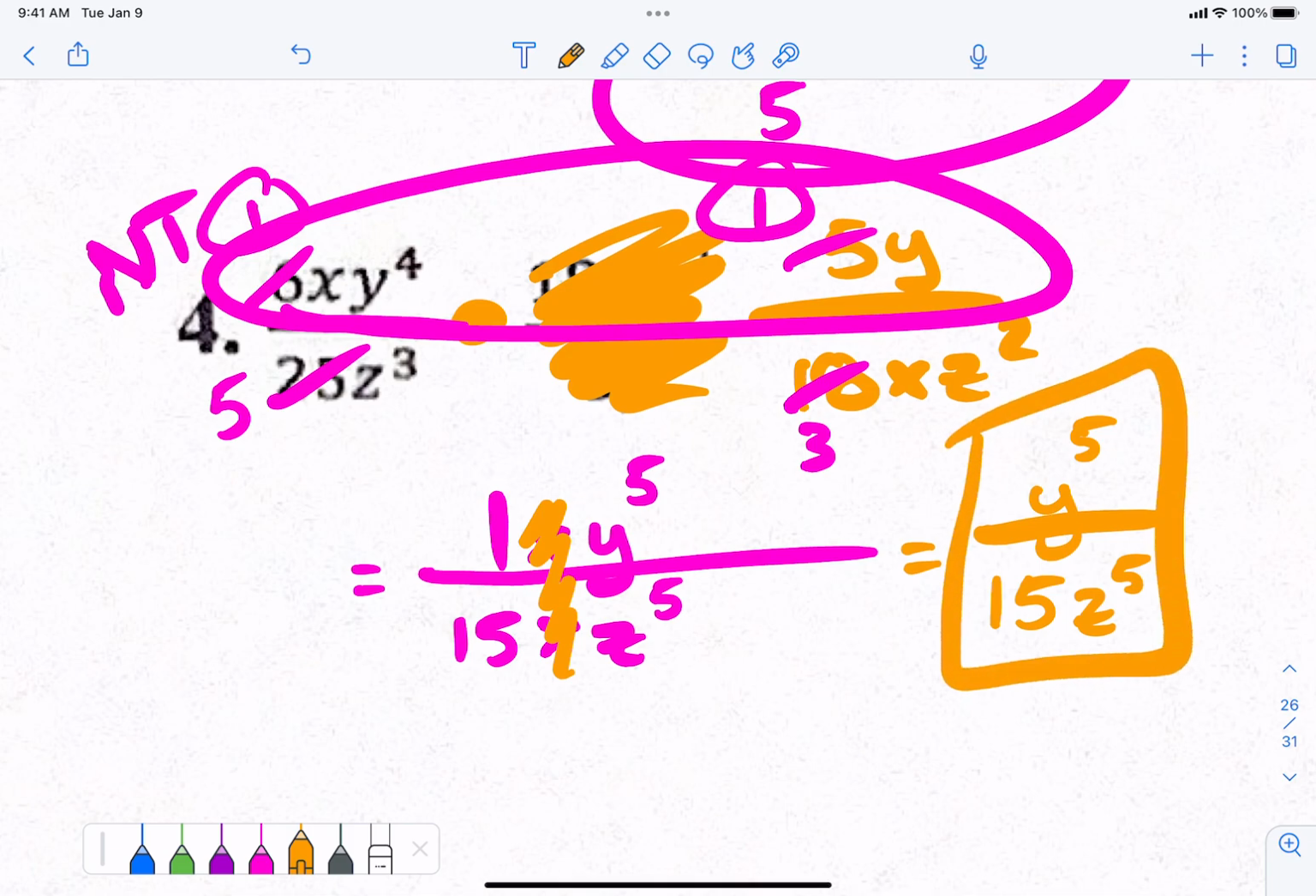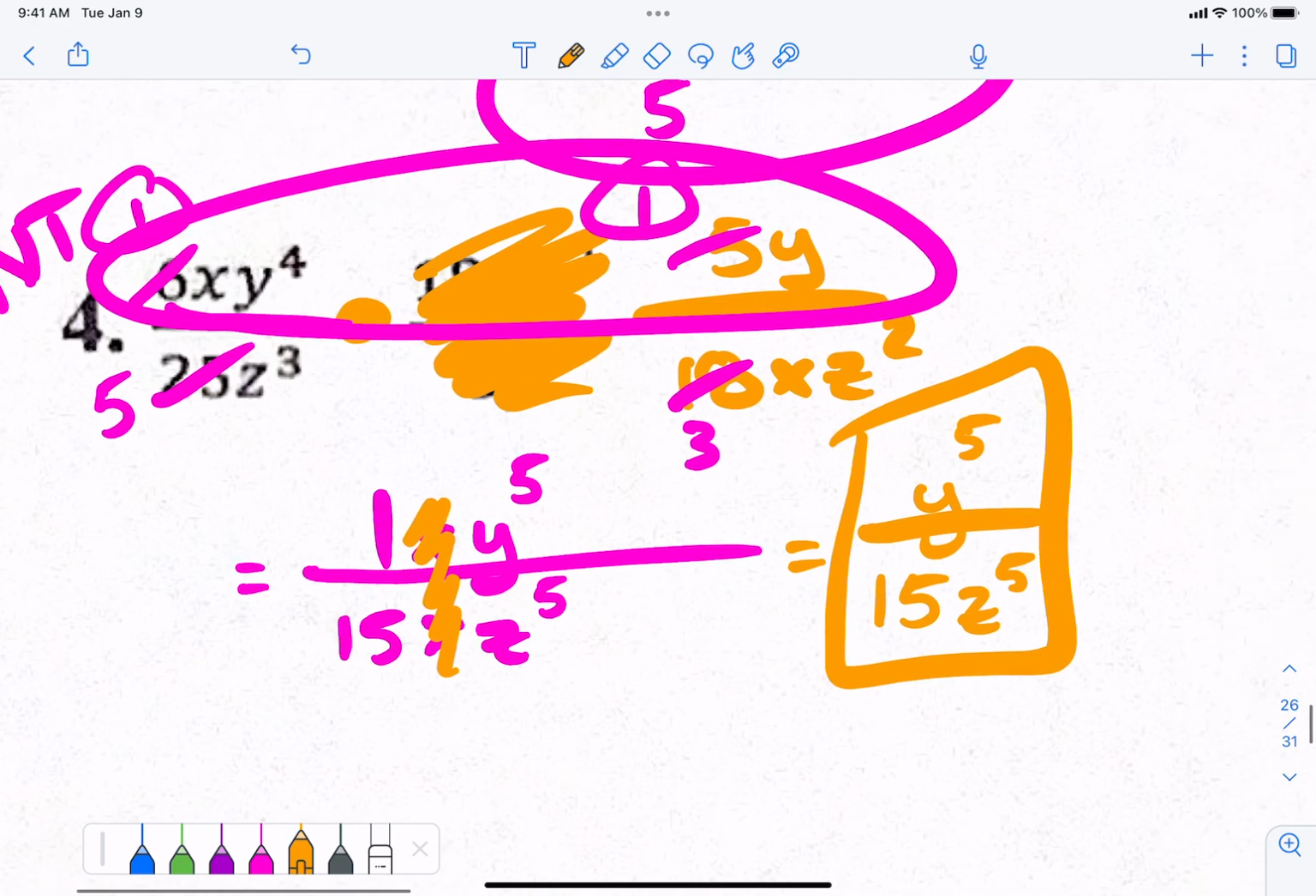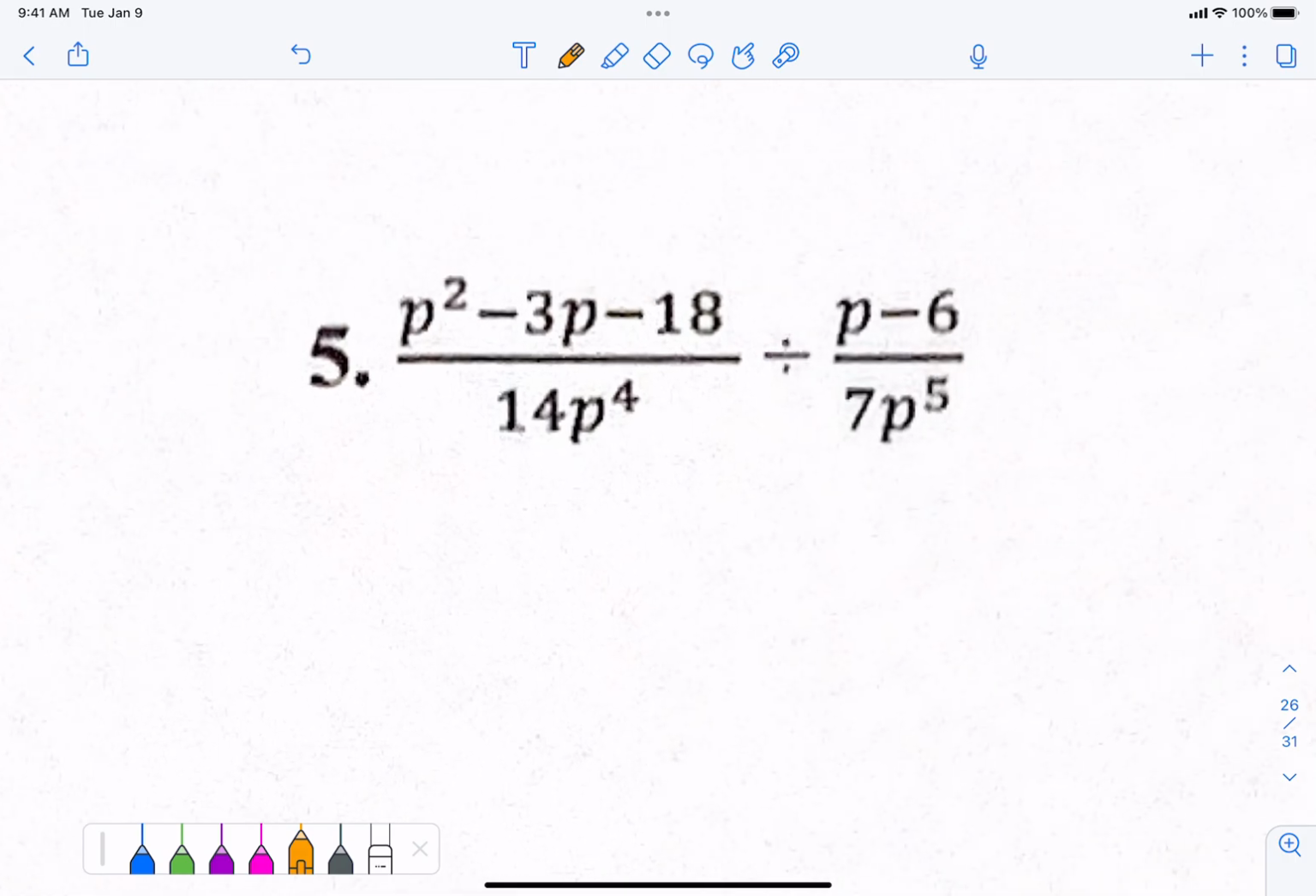How was that? Is that too fast? Are we doing okay? Good? Okay, that was not trapped. Division. Keep flip. Okay? Number 5. What do we gotta do first?